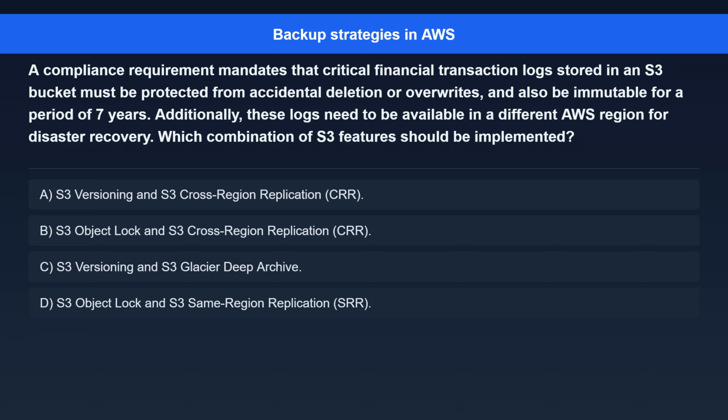Option A, S3 versioning and S3 cross-region replication, CRR. Option B, S3 object lock and S3 cross-region replication, CRR. Option C, S3 versioning and S3 Glacier Deep Archive. Option D, S3 object lock and S3 same region replication, SRR.